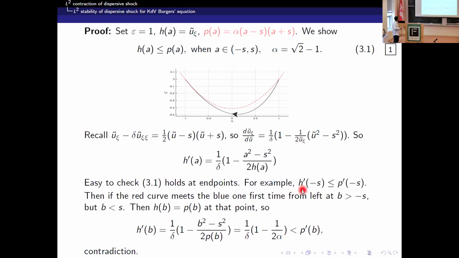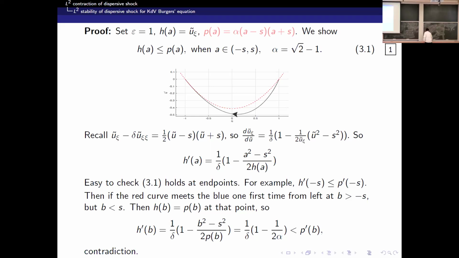And for example, at the left endpoint, you need to check h prime negative s less or equal than p prime negative s. So make sure this h is lying below p. And then we can prove by contradiction, this red wave is always above the black wave. Assume they meet each other at some point larger than negative s but less than s. Then if these two guys meet, I should have a picture, but I didn't prepare for that. So if this is the wave, we want to prove this picture is correct. But unfortunately, if not, then they hit at B at Cassini equal.